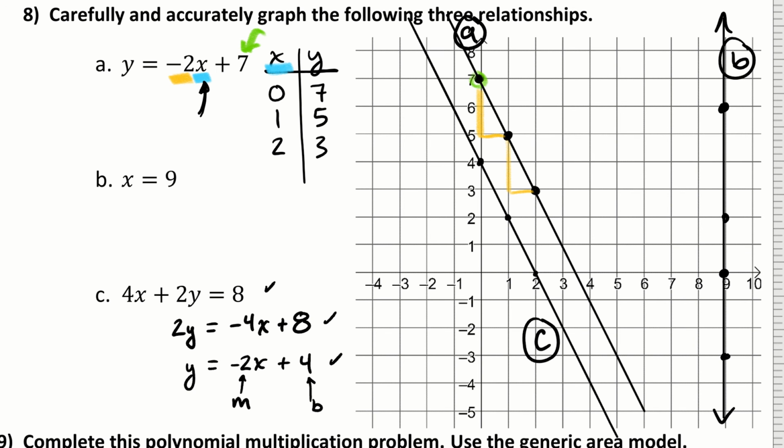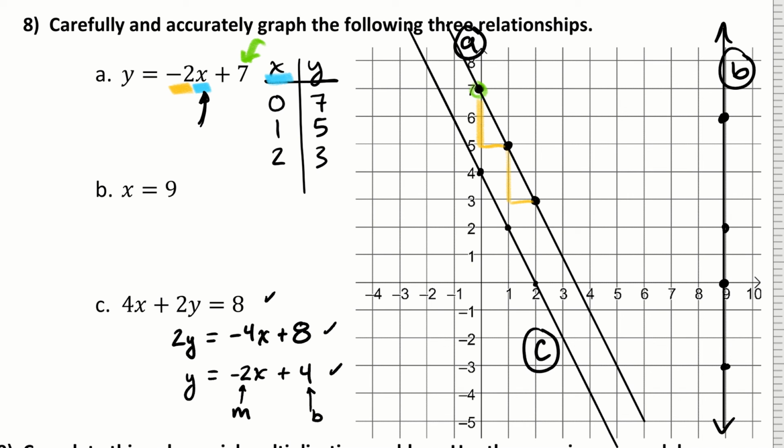So there we are. We have all three lines graphed, and I hope that you have some ideas of things you might try with multiple representations if you get stuck and you're asked to do these things again.